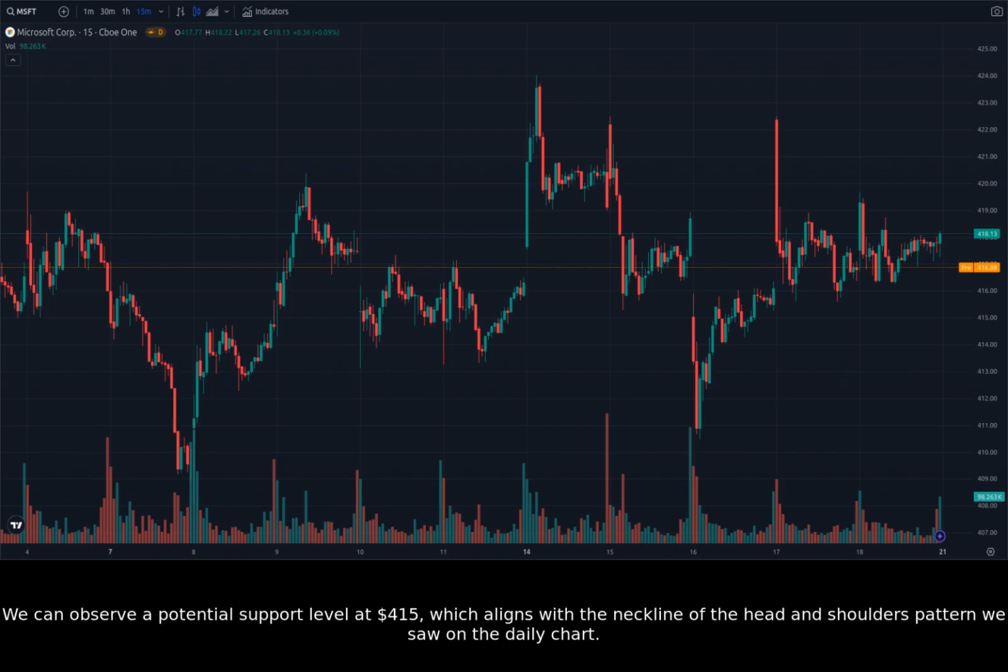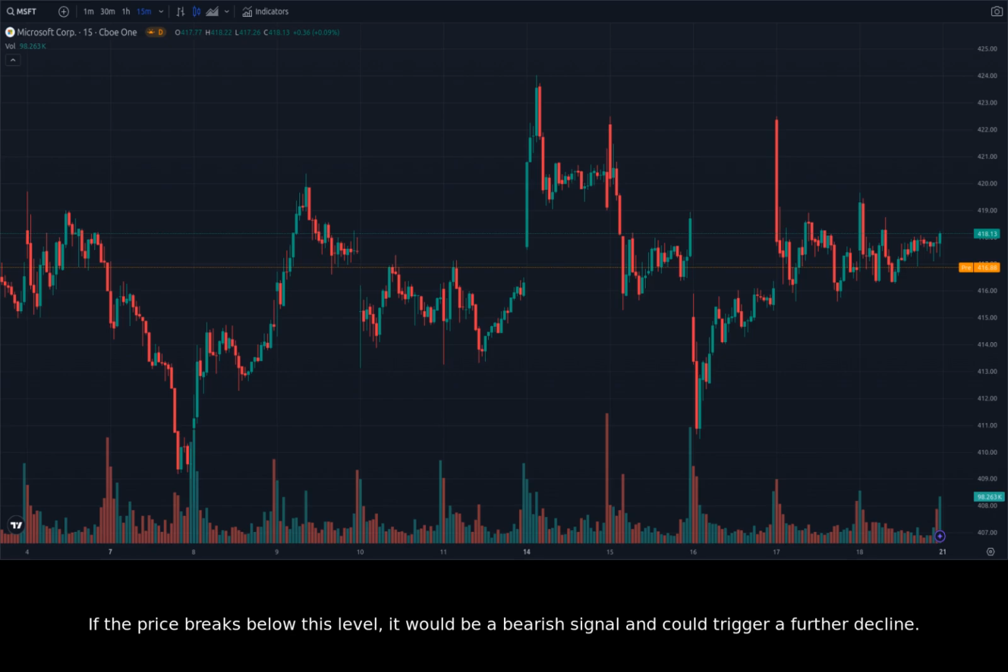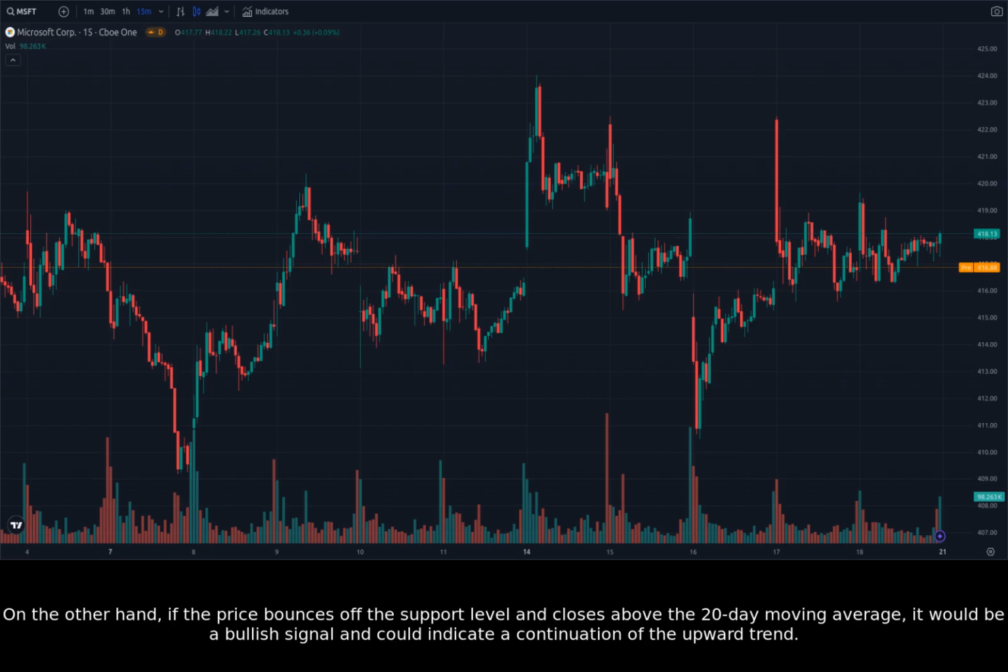We can observe a potential support level at $415, which aligns with the neckline of the head and shoulders pattern we saw on the daily chart. If the price breaks below this level, it would be a bearish signal and could trigger a further decline. On the other hand, if the price bounces off the support level and closes above the 20-day moving average, it would be a bullish signal and could indicate a continuation of the upward trend.